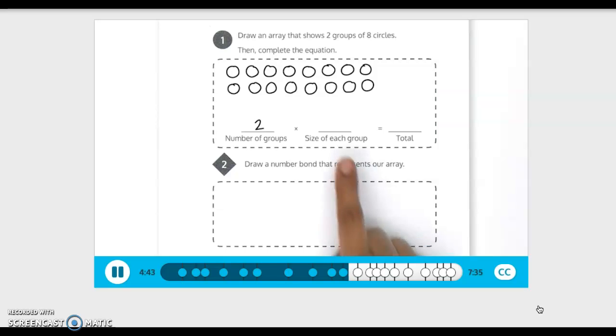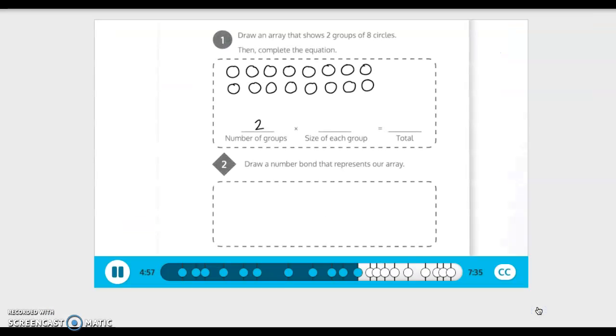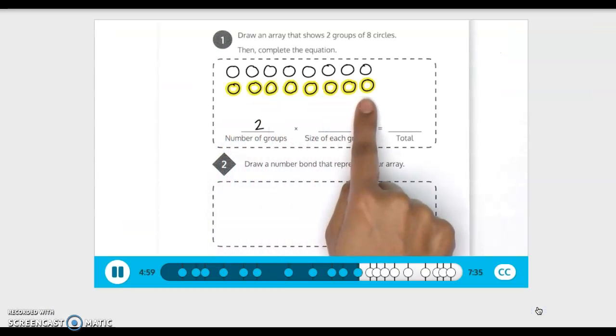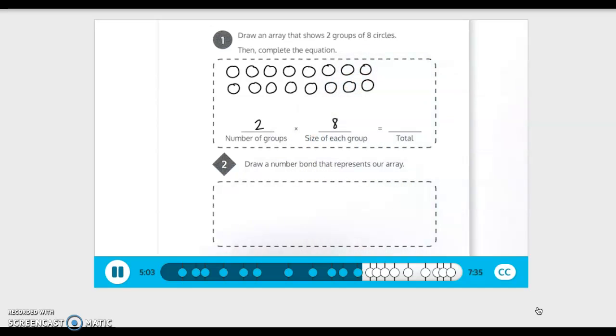The next factor is the size of each group. We can find the size of each group by looking at the number of circles in each row. Write the size of each group in the equation here. There are 8 circles in each group, so 8 is the second factor.